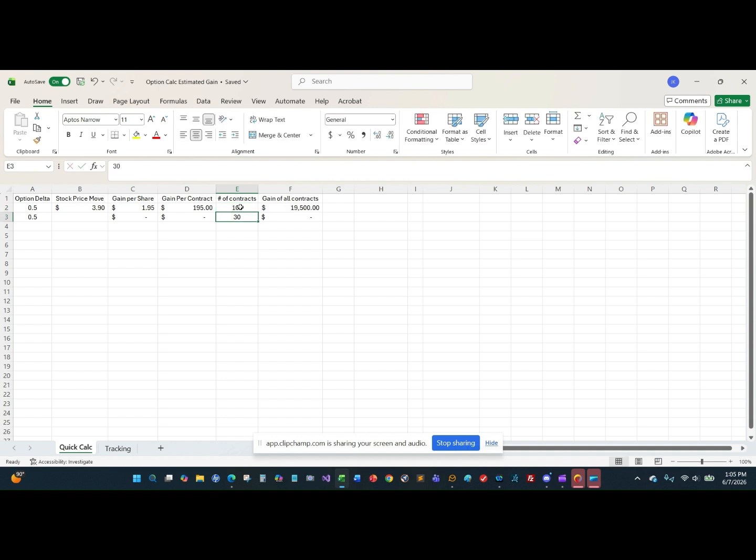So with the same price action on the stock, you can increase or scale the amount of gain you make by scaling the number of contracts. The number of contracts you're able to use is based on your buying power. So the larger your brokerage account is, the more you're able to scale up the number of contracts, and you can make really, really good money. So I'll put that back to 10, and I hit save just to hold that there.